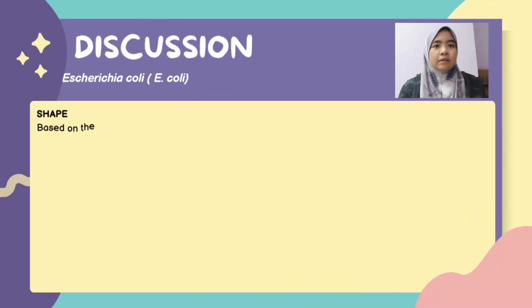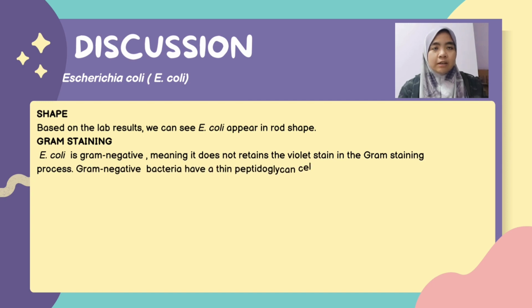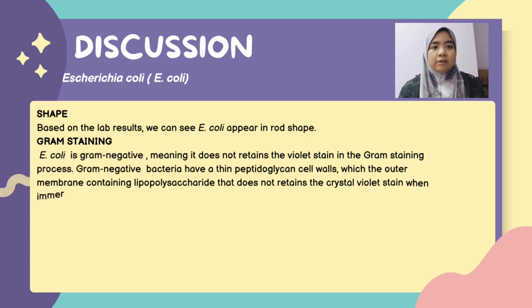Next is E. coli. Based on the lab result, the E. coli shape appears to be a rod shape. E. coli are gram-negative, meaning that they do not retain crystal violet in the gram staining process. Gram-negative bacteria have a thin peptidoglycan cell wall and an outer membrane containing lipopolysaccharide that does not retain crystal violet when immersed with alcohol.